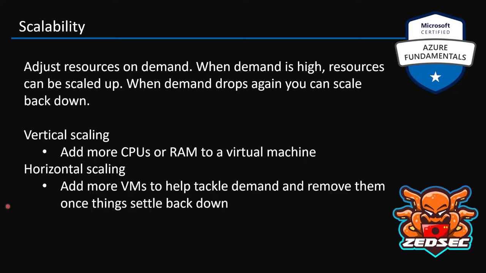So when demand's high, resources can be scaled up, and when demand drops again, you can scale right back down. Vertical scaling is when you add more resources to a single resource. Well, maybe resources to resources isn't a good example. You add more CPUs and RAM to a virtual machine, for example. Horizontal scaling is adding more VMs to help tackle demand and remove them once things settle back down.